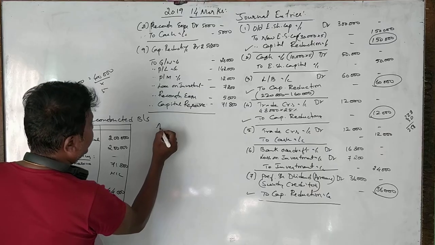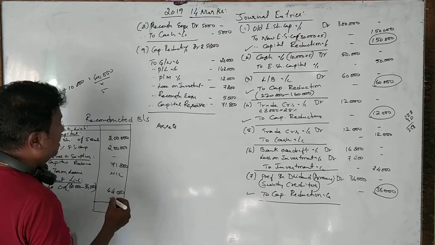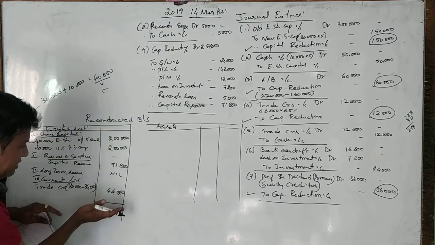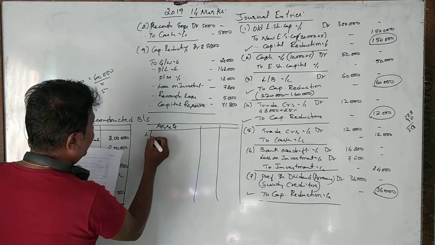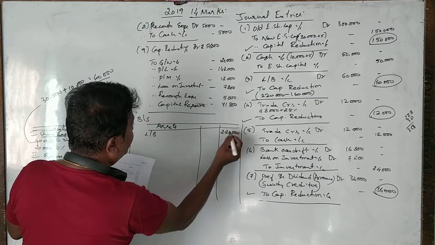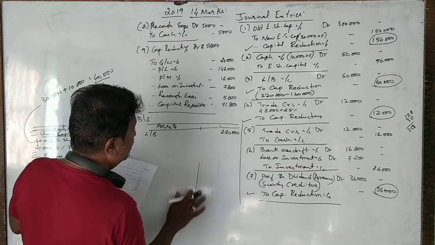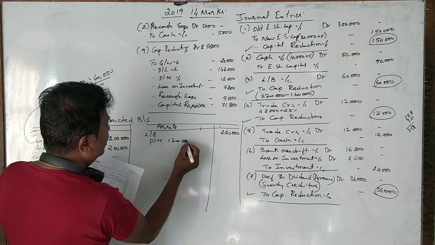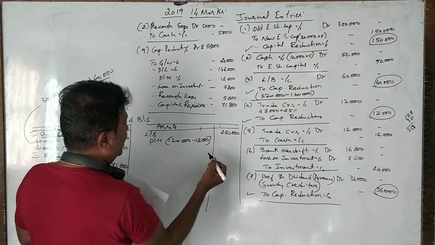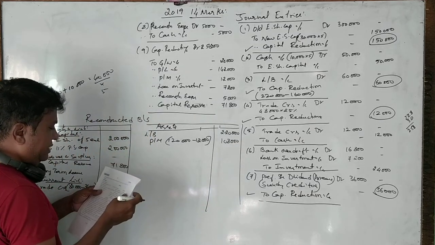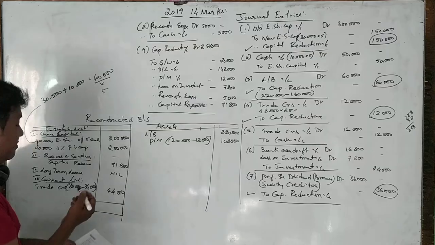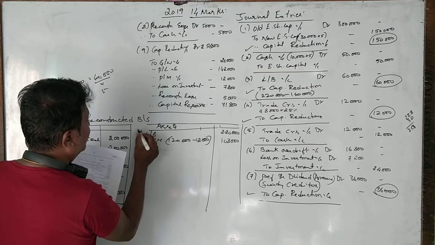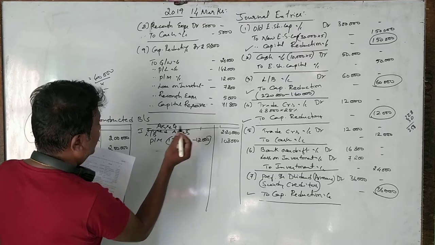Now let's go to the asset side of the balance sheet. I am preparing it in the vertical form only. Right below this, land and building is appreciated and its value is 2,20,000. Plant and machinery was 1,20,000 but it is depreciated by 12,000, so it comes to 1,08,000. There is no more investment, because the investment has been taken out to pay off the bank overdraft. This first one is fixed assets, and there is no investment.